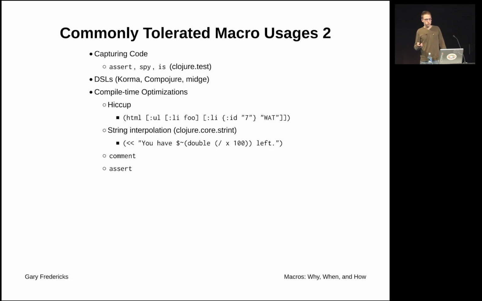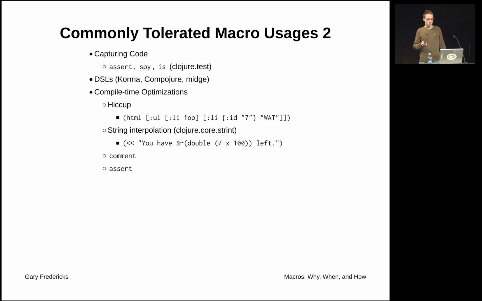A really interesting use of macros is compile time optimizations. So Hiccup, which generates HTML from data structures, the html macro, if you call it with data structure literals, it will notice that at compile time and generate as much of the HTML as is possible at compile time, so it doesn't have to do that again. And the same with the string interpolation function in the core.incubator library. You give it a string that has some special stuff in it, and it's going to parse it at compile time, so it doesn't have to do that every time you call.